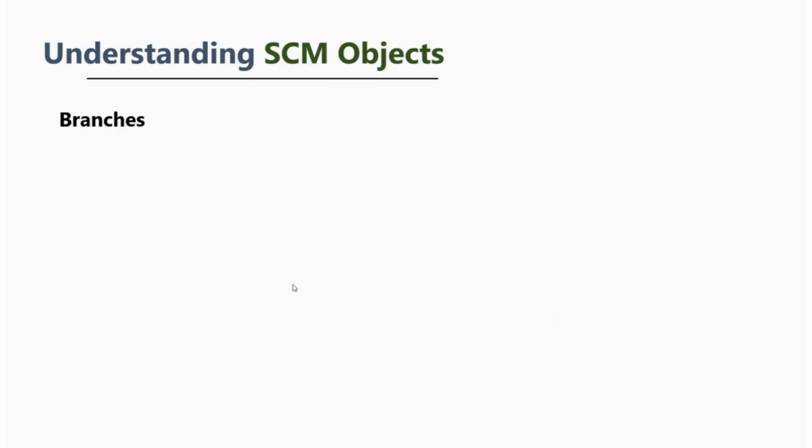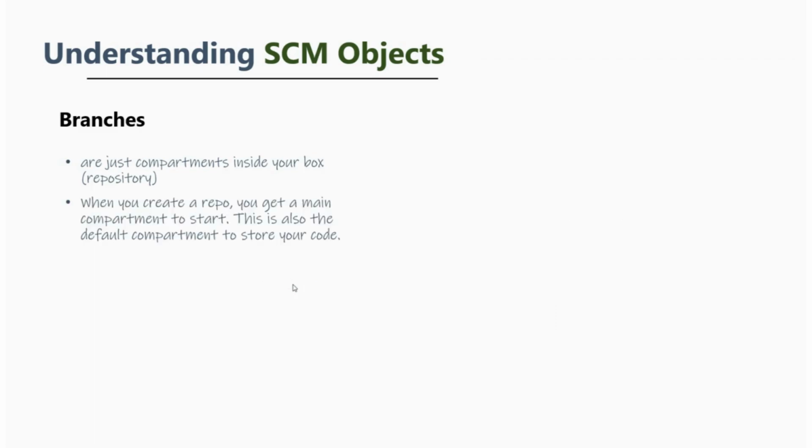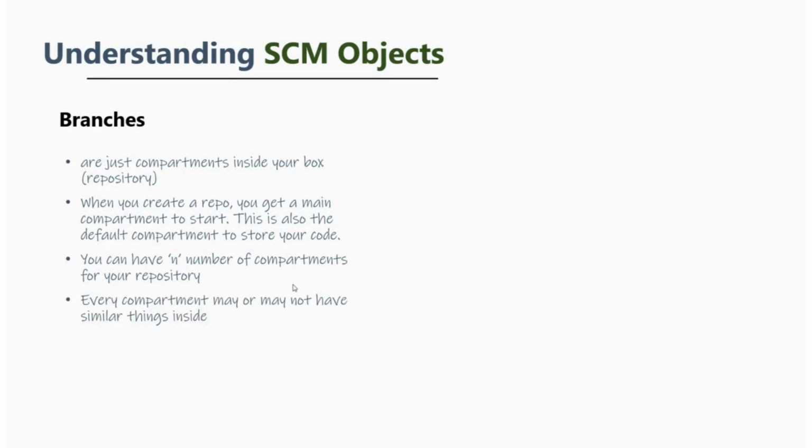Now let's talk about branches. As we already discussed, branches are compartments inside your boxes or repositories, and when you create a repo, you get the default compartment to start with. That is called the main branch or the main compartment. You can definitely have n number of compartments in your repository as you please, and every compartment of your repository can have or cannot have similar things inside. That totally depends upon you.